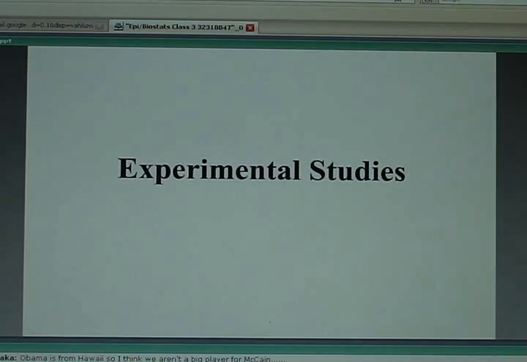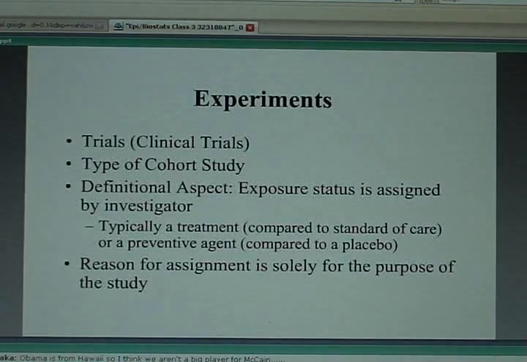Of general notes. Sometimes experiments are called trials. And for those of you who are based in hospitals and you do experimental studies, your trials are usually called clinical trials. So a clinical trial is one type of an experiment. But not every experiment is done in a clinical situation. And we'll see an example in a few minutes of a study that was not done in a clinical hospital situation.